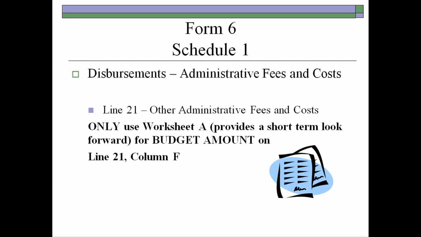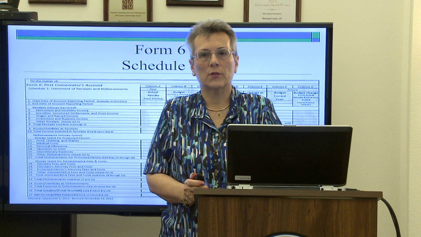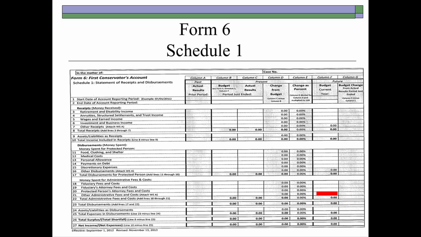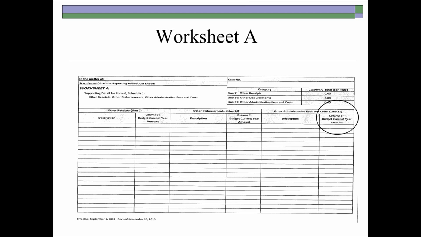Line 21 is for other administrative fees and costs. Again, use Worksheet A to support any amounts budgeted for other administrative fees and costs. On Schedule 1, column F, here is the budget line 21 for other administrative fees and costs. And on Worksheet A, this is the area you will complete to support that number.